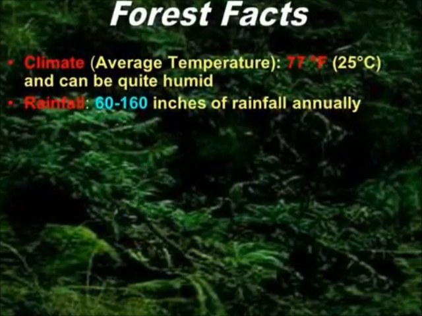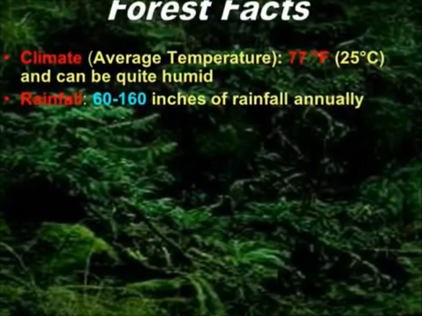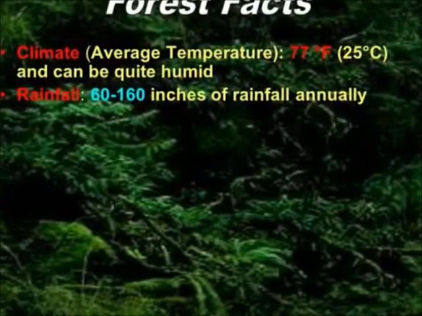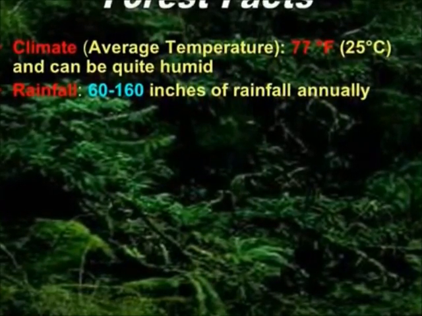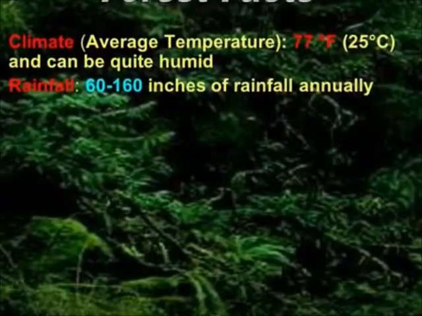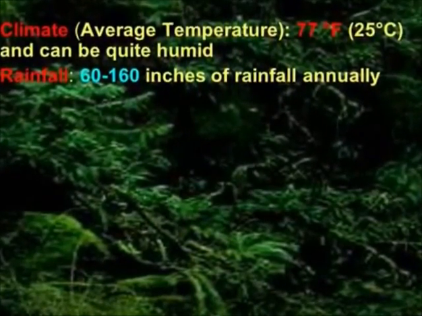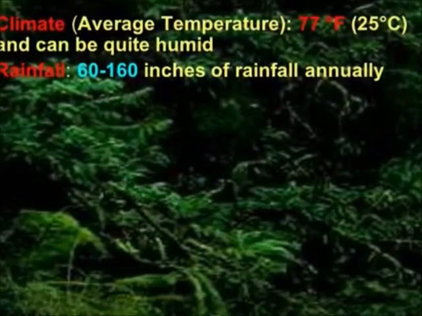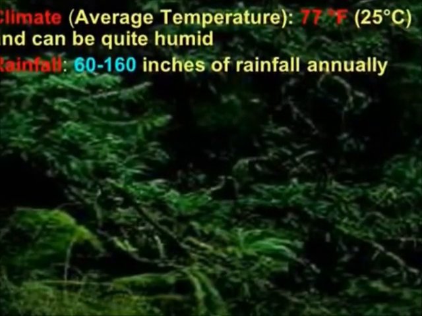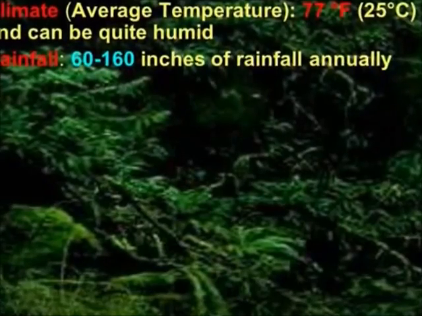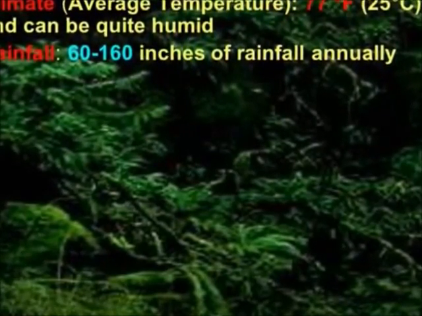Now, rainforests get a lot of rainfall. I mean a lot, up to 160 inches a year. That's enough rain to cover up Perry Middle School all the way to the top of the roof. So, the average temperature is also very warm. It's about 77 degrees. And of course, with all that rain, it's going to be very humid.